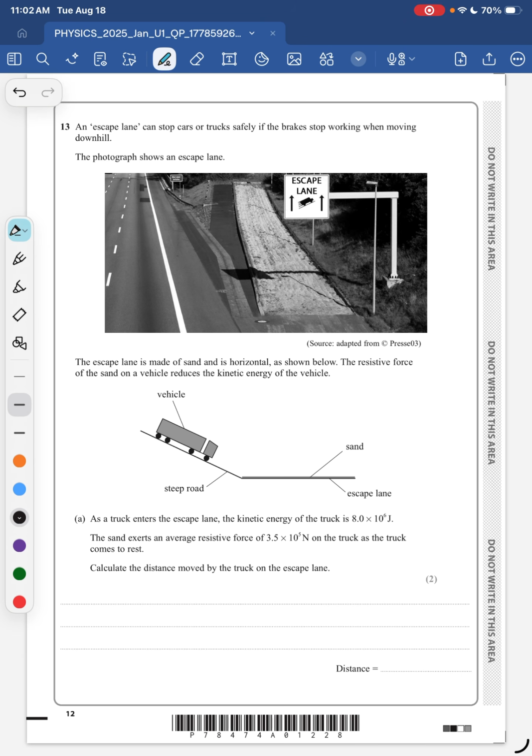Yes, I live in a very hilly region, but I tried to recall, and I think I've never seen these escape lanes anywhere else in Cyprus for some strange reason.